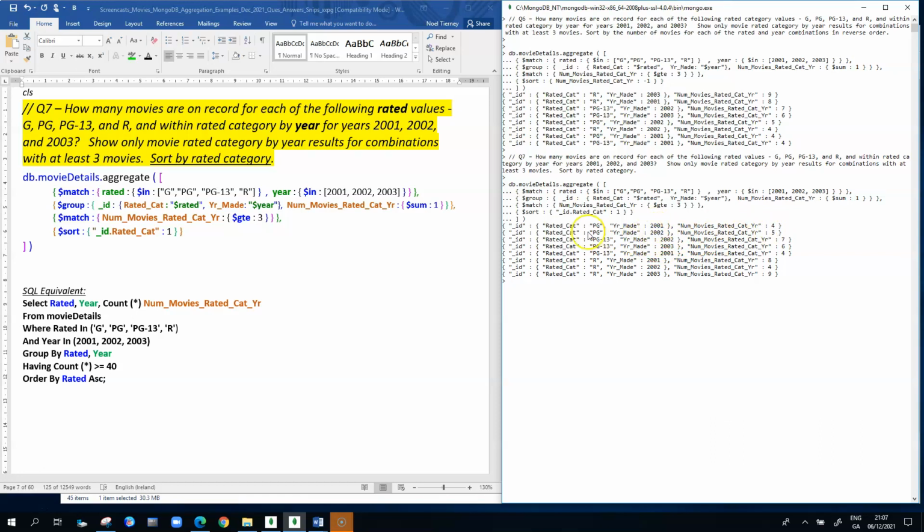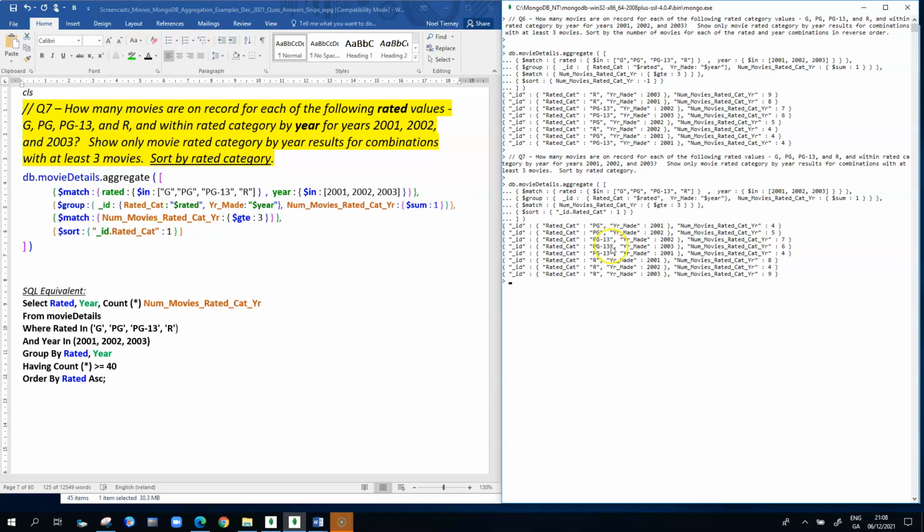The PG appears to be sorted by year within PG as well. But if you look at the PG-13, the first set of results is for 2002, the second one is for 2003, and the third one is for 2001. So they're sorted just randomly. All that's going on in this example is we're sorting by the rated category, by the rated field. In the syntax, we must label that as _id.rated category. So it's just sorting by that field alone.